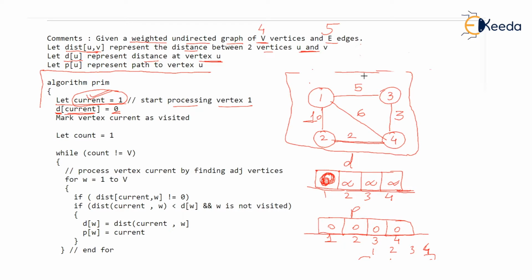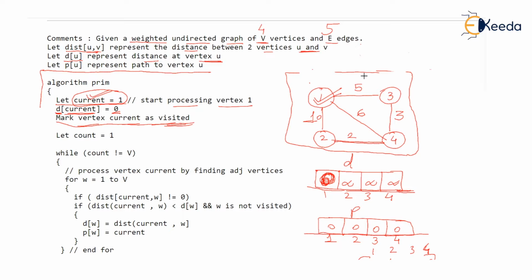Okay, next step is mark vertex current as visited. So vertex 1, because current is 1, is ticked. It is marked as visited. Actually, in a C program, we will have to use a flag. Let's say visited is a flag, and visited also will be an array. So the first element of visited will be marked as 1. It would be 0 initially, and so on. But let's not go into those details. Assume that some way we are marking vertex current as visited, that we are ticking it, and we are saying that it is now processed or getting processed.